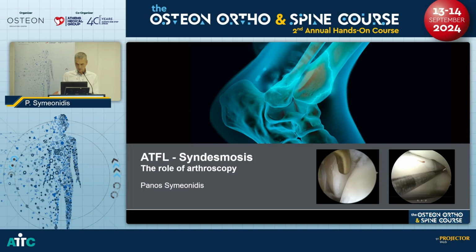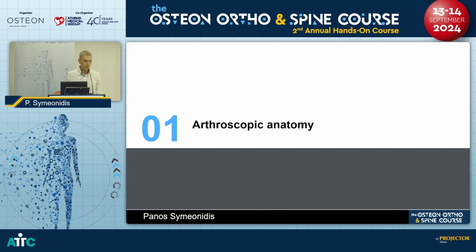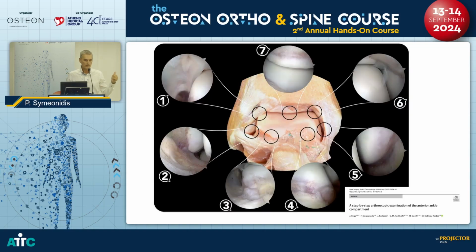By the end of this talk, you should be able to identify arthroscopically the ATFL and the syndesmosis. These are the two aims of our talk. So we're going to talk about the anatomy, evaluation of stability arthroscopically, the ATFL and the syndesmosis, arthroscopic anatomy, the 7 points as you saw in Alex's presentation.